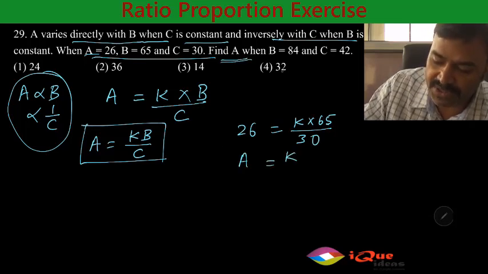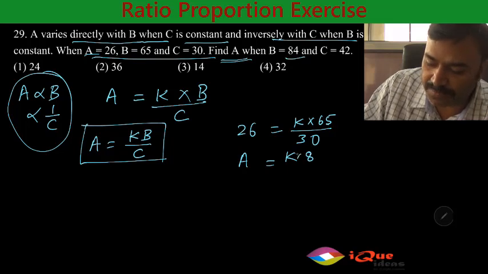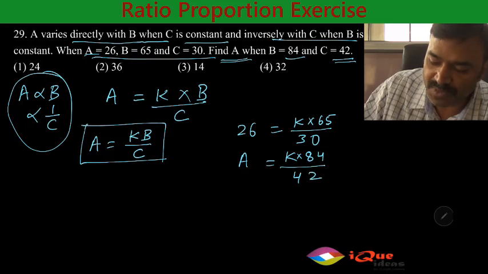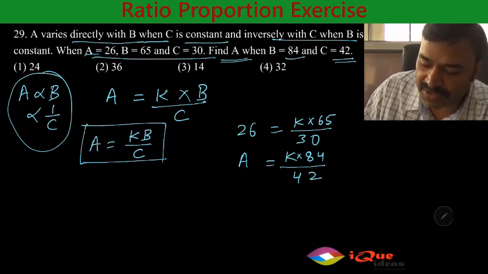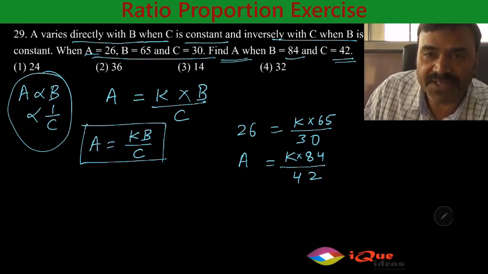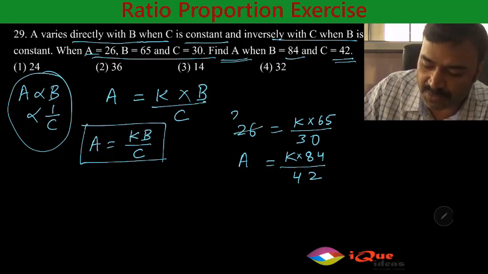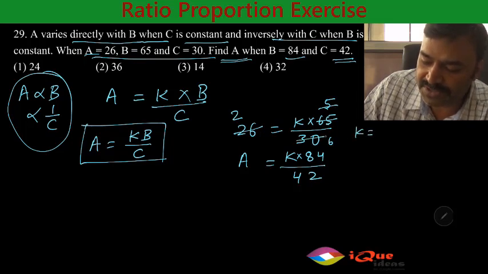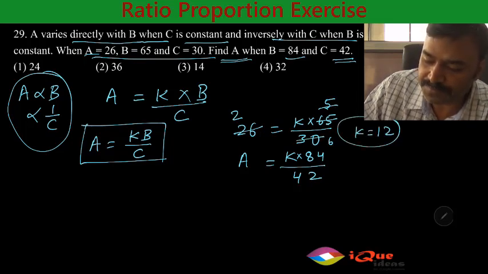K is a constant. B is given 84, right? And C is 42. Okay. So here there are multiple ways of doing it. One way is to find the value of K from the first one. Now because the numbers are simpler, I will directly calculate the K from the first one. 13 cancels 26 2 times. 13 cancels 65 5 times. 5 cancels 30 6 times. So we get K equal to 6 into 2, that is 12.